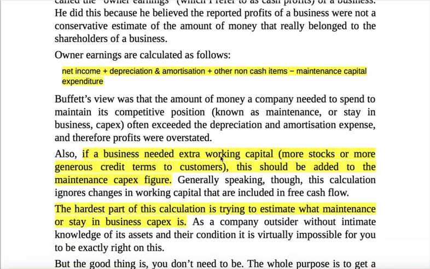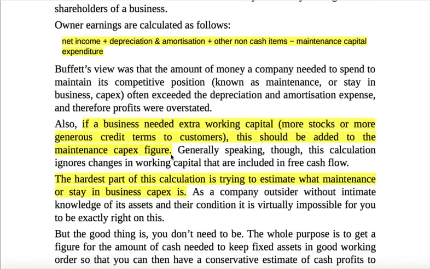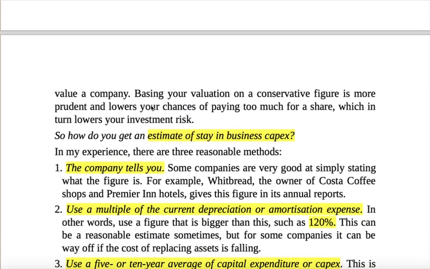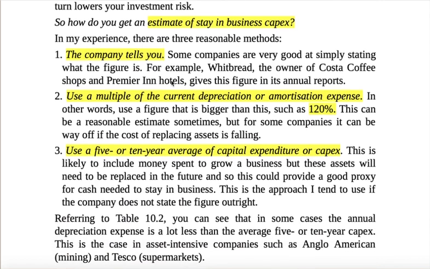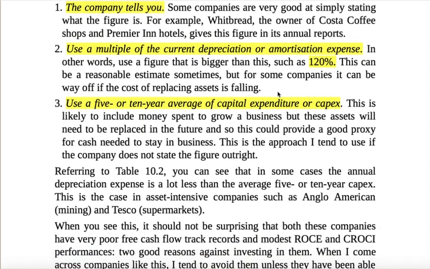Now the biggest problem is you don't know what the maintenance capital expenditure is. He also says if a business needs extra working capital, more stocks and more generous credit terms, we should add that also to your calculation of owner earnings as he has calculated above. The hardest part is trying to estimate maintenance capex. There is no way you can know, because companies don't tell you nowadays. So there are 3 ways he has discussed. The company tells you what its maintenance capex is. Wow, if it is that, then very good. Or use a multiple of current depreciation, say 120%, 125%. You are adjusting for inflation, just an estimate.